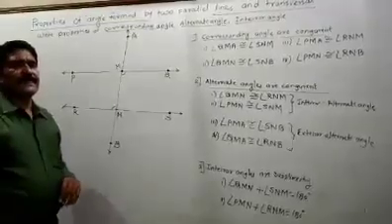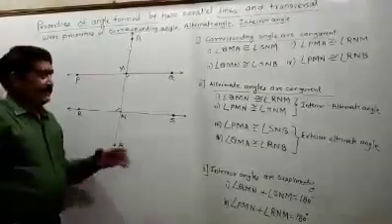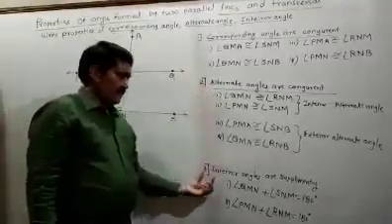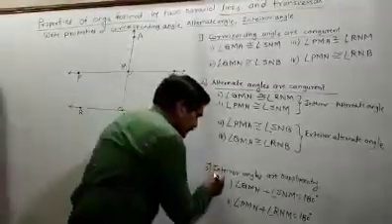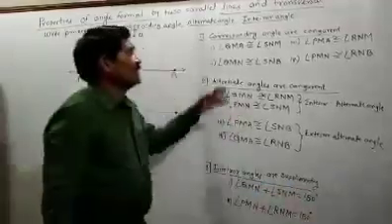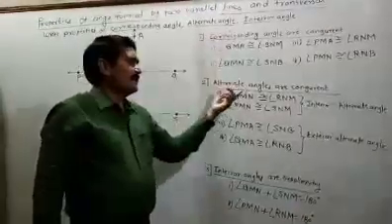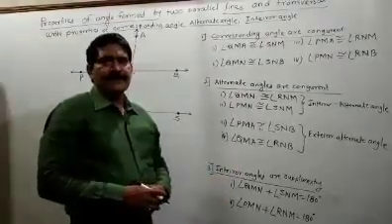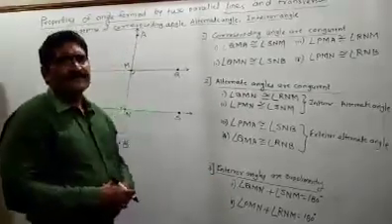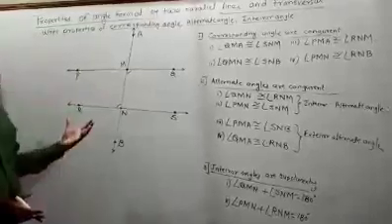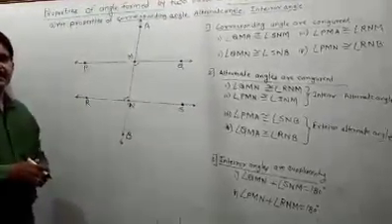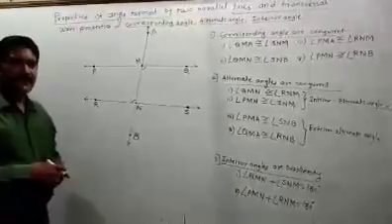Once again, I will repeat the property. Corresponding angles are congruent, alternate angles are congruent, and interior angles are supplementary. Everybody understand these things? So you have to write all these things and draw the figure in the notebook. I think you understand all these things. Thank you. Complete the notebook properly.